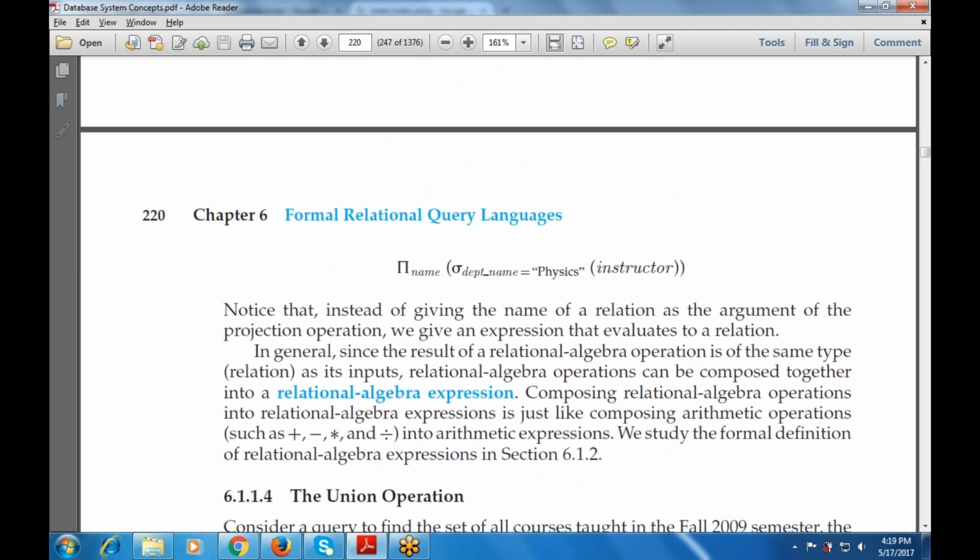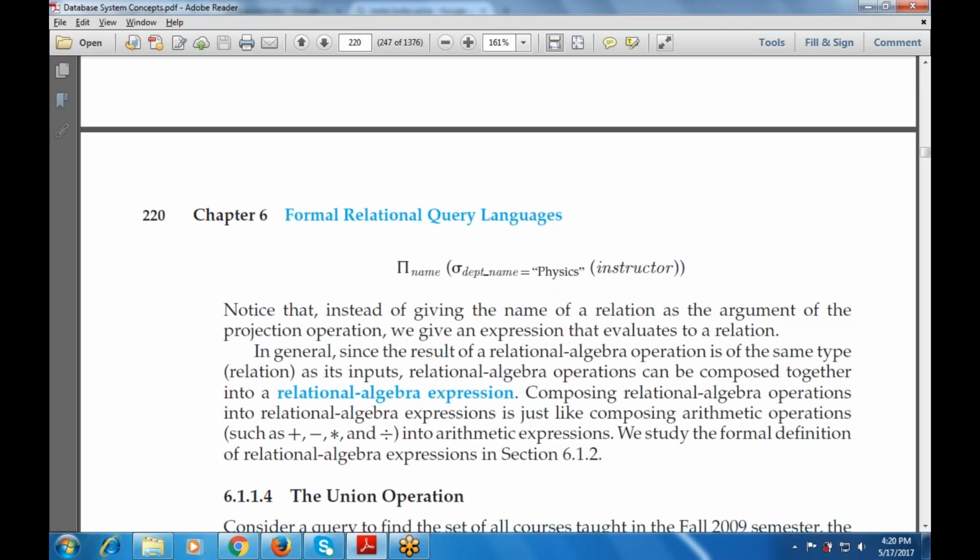Notice that instead of giving the name of a relation as an argument of a projection operation, we give an expression that evaluates to a relation. So this gives the output as a relation, as a table. In general, since the result of a relational algebra operation is of the same type, that is a relation, as its input, relational algebra operations can be composed together into a relational algebra expression. Composing relational algebra operations into a relational algebra expression is just like composing arithmetic operations such as plus, minus, divide, multiply, addition, subtraction, division, multiplication into an arithmetic expression.